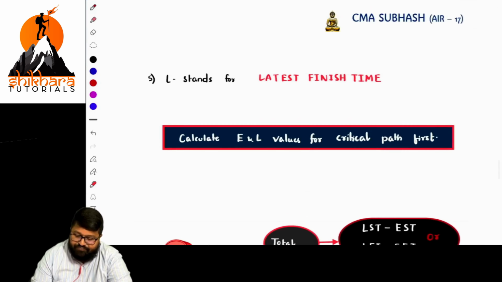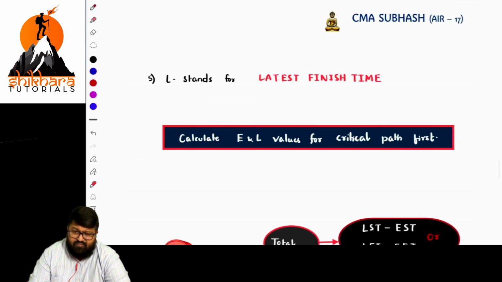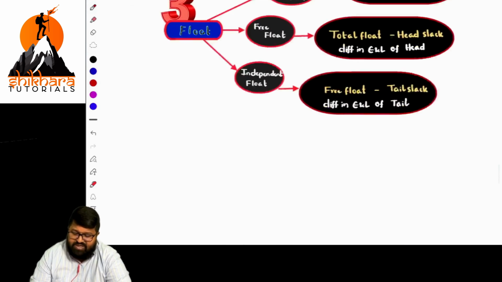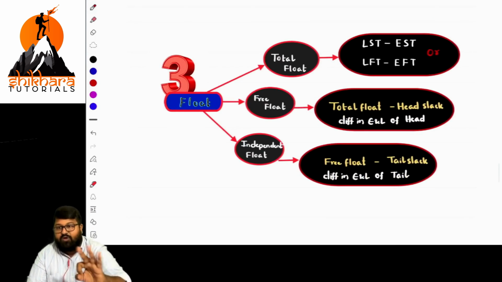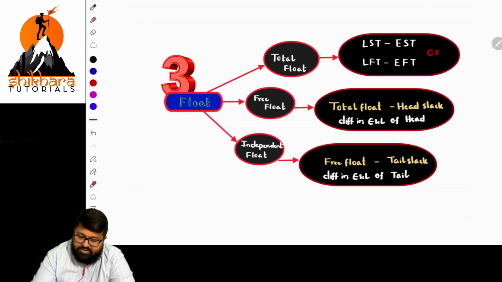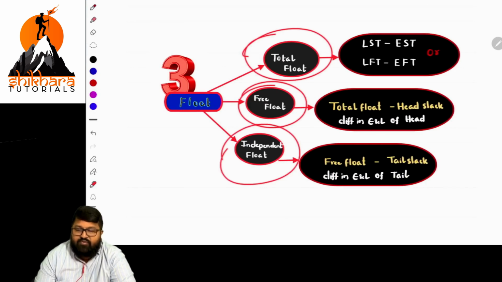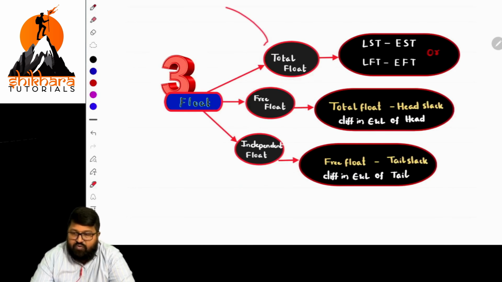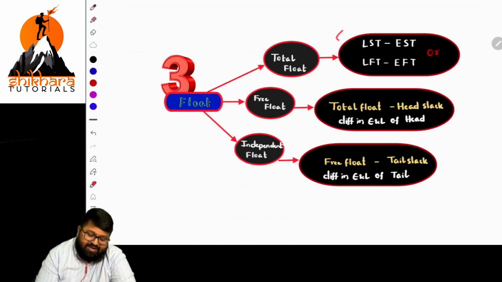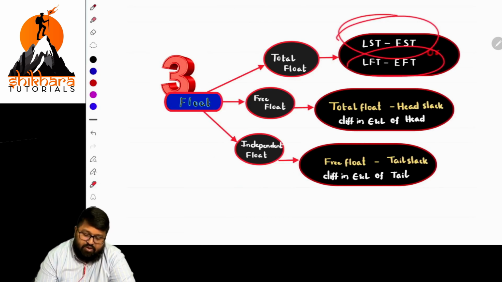Next, what is the next part, sir? Now we are done with the E and L values. Basically, what are the next three formulas now? Three important formulas. What are those three important formulas, sir? Total float, free float, and independent float. First, you need to calculate total float. What is the value, sir? Total float is either LST minus EST or LFT minus EFT.